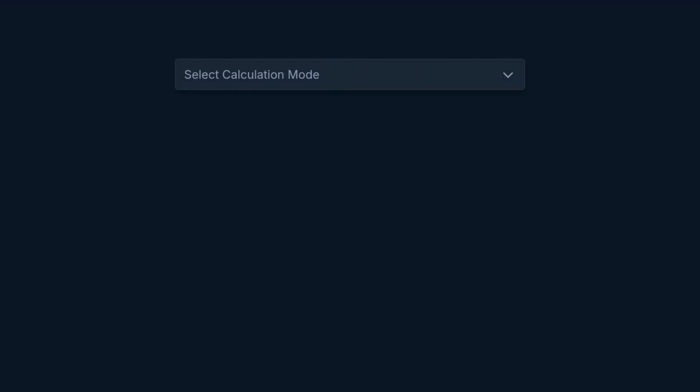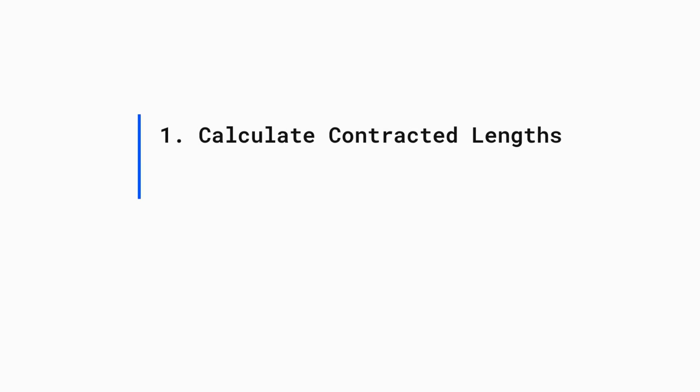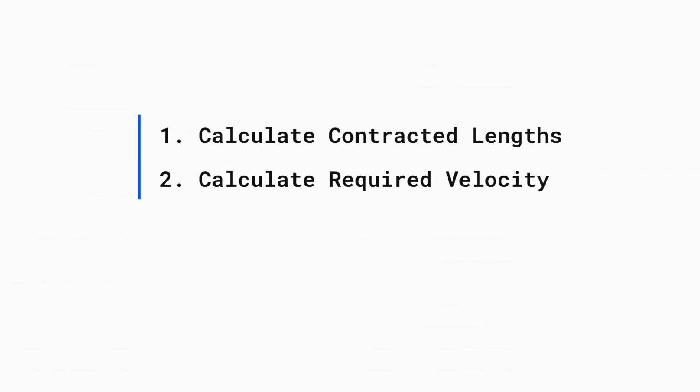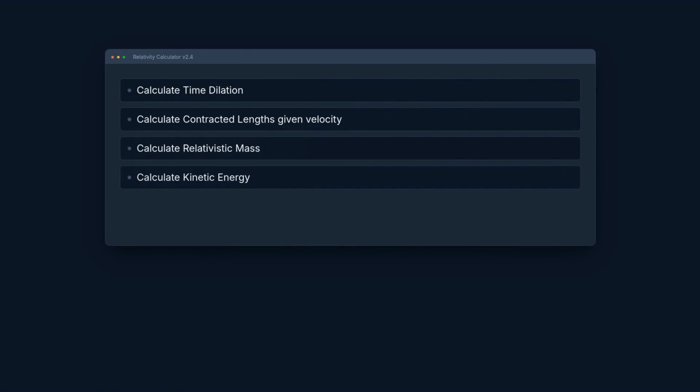The calculator offers 5 calculation modes through a drop-down menu. You can calculate contracted lengths given velocity, calculate required velocity given contraction, calculate simultaneity difference, calculate Lorentz factor and effects, or calculate door closure times. For our demonstration, we'll use calculate contracted lengths given velocity.